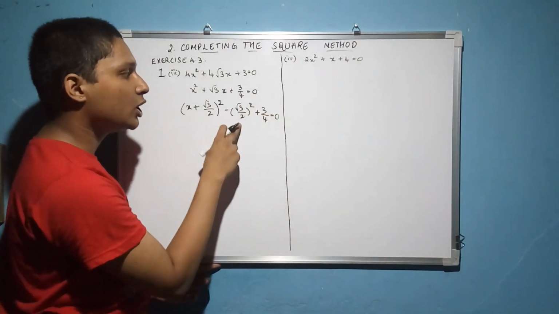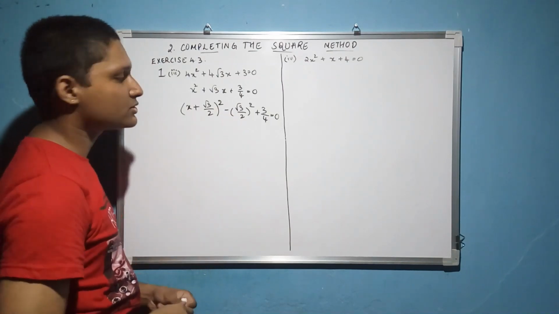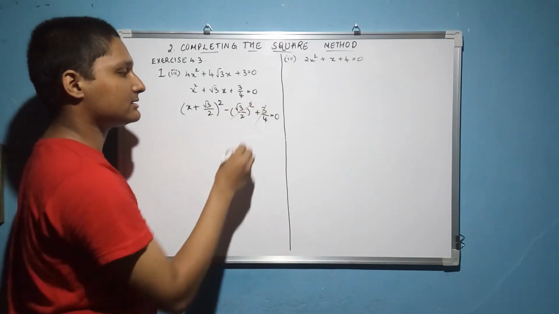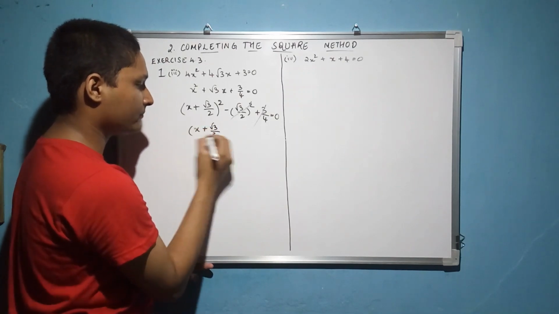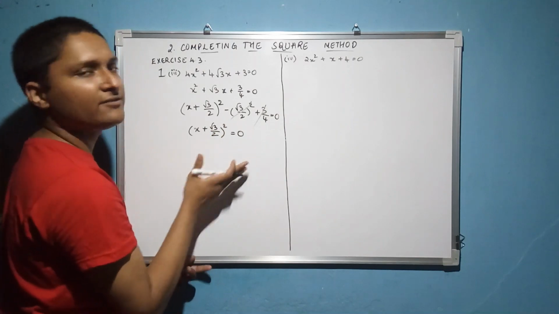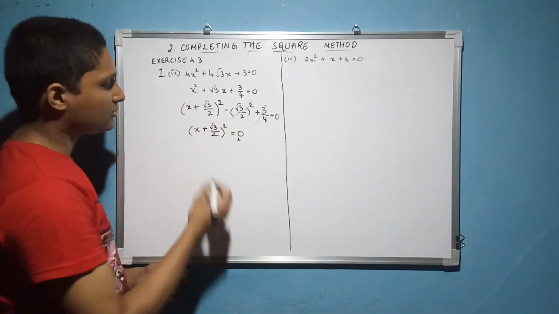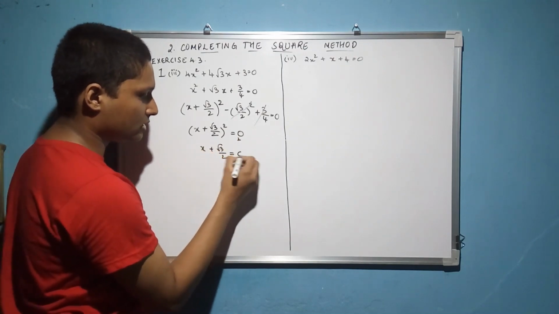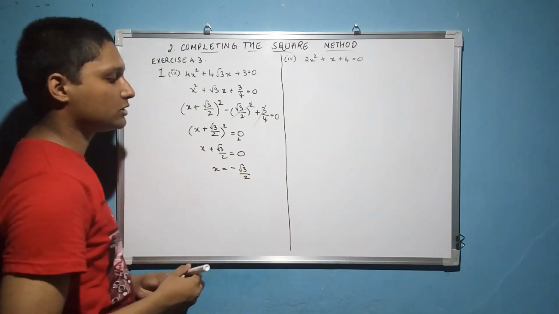We can find that (root 3 by 2) whole square is going to be 3/4. So this is minus 3/4 plus 3/4. So I can cancel this off. So you are going to get (x plus root 3 by 2) whole square is equal to 0. Or even if I take the root on both sides, you will get plus or minus 0. Okay, plus or minus 0. Therefore x plus root 3 by 2 is equal to 0. x is equal to minus root 3 by 2 is the only root.